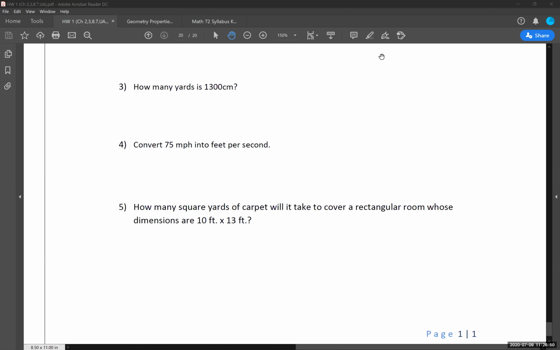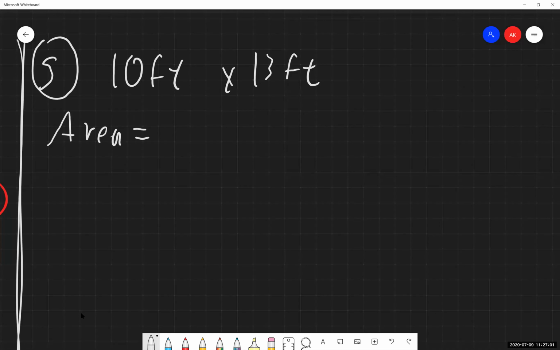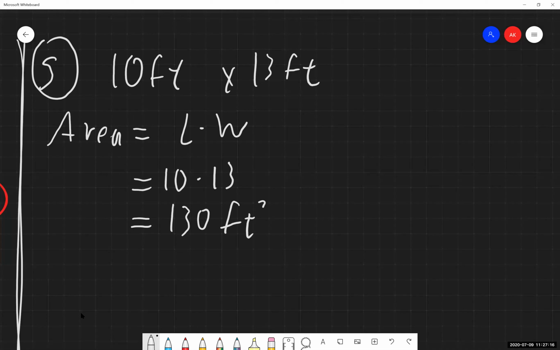So jumping over, we know the dimensions to be 10 feet by 13 feet. So the area, again, length times width, so it's going to be 10 times 13, which is going to give us 130 square feet. And it's important that we have that square feet in there, because we're working with a two-dimensional shape, so we're going to have square feet in there versus just feet.